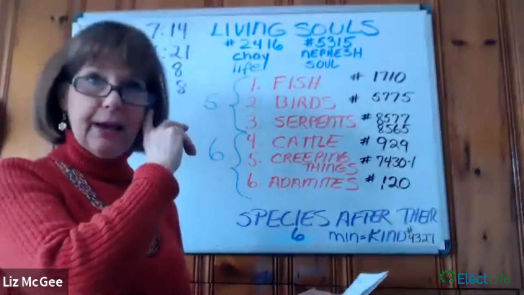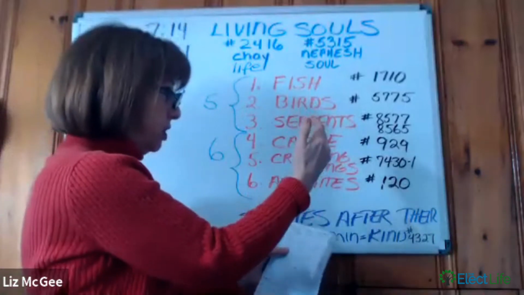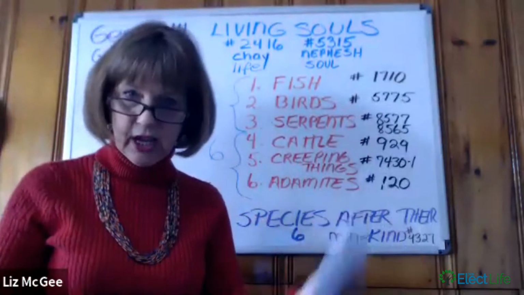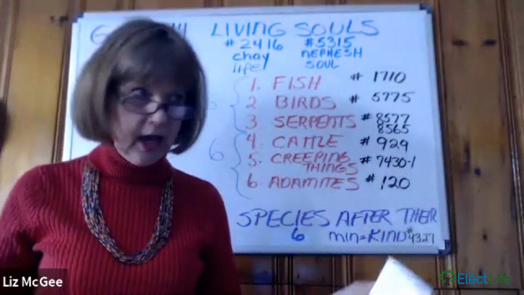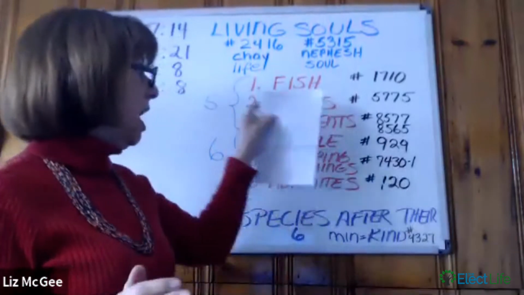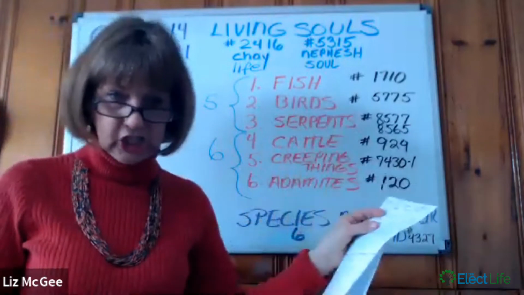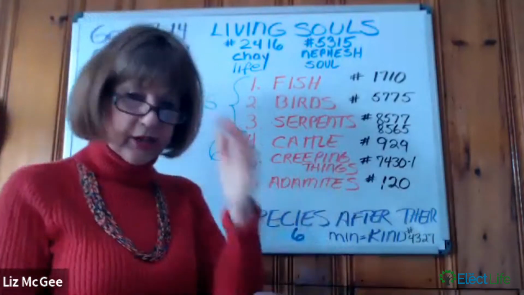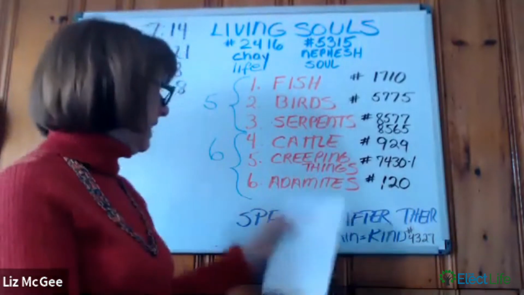And let me tell you one more time, when it says fish or birds, these are just the largest classifications. Just like we know there are so many kinds of fish in the ocean, there are so many kinds of living souls under this category called fish. This is another thing to understand. But so we have the first thing, cattle.